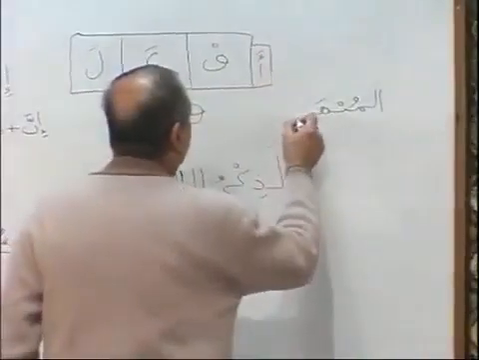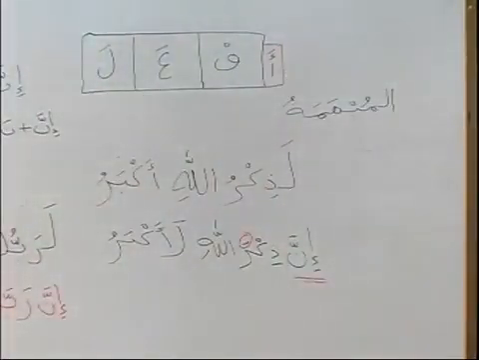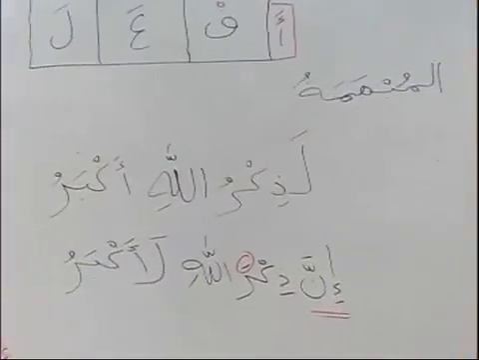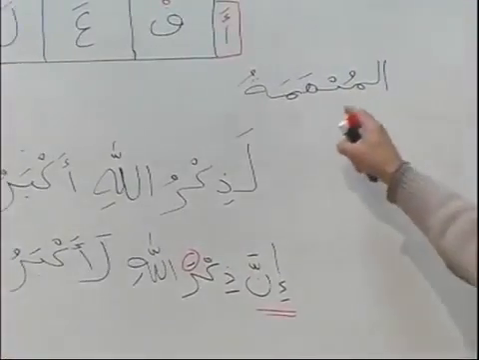Okay. This ma is called, what is it called, brother? Ma nakiratun tammatun. It is completely indefinite. What is it? Completely indefinite. What else? Al-mubhamatu. What is the meaning of al-mubhamatu? Vague, obscure. We don't know. There is a mim missing there, I think. Write down al-mubhamatu.